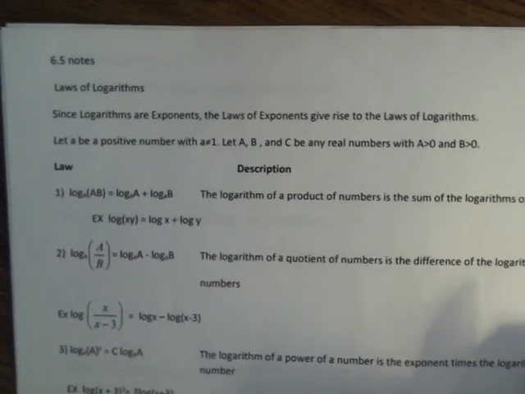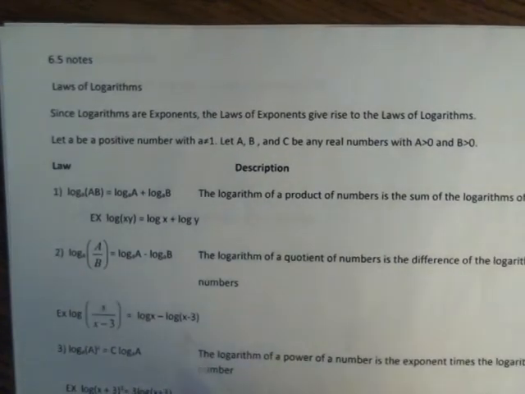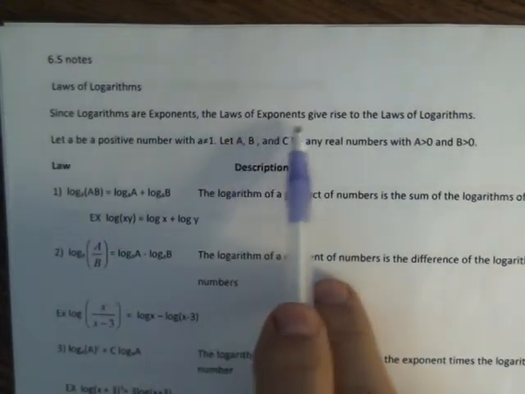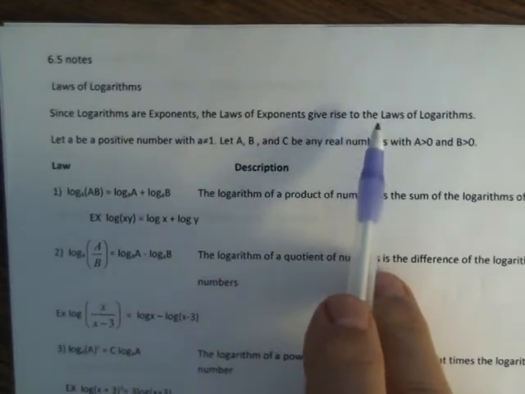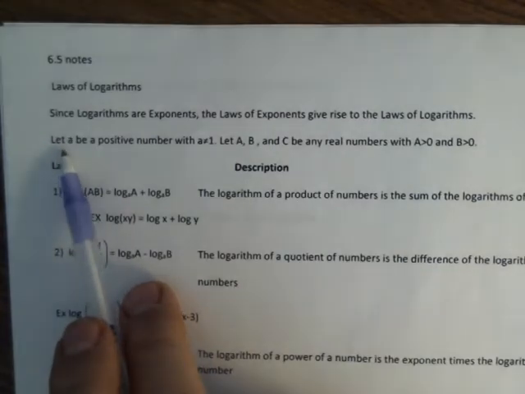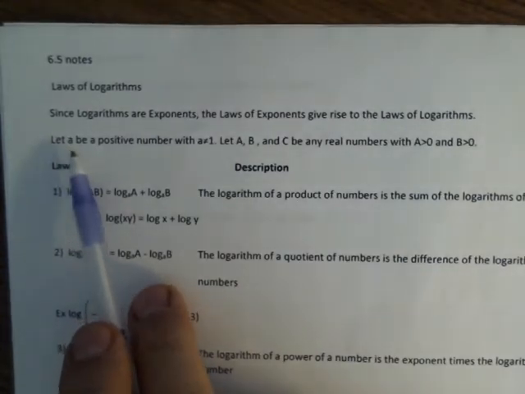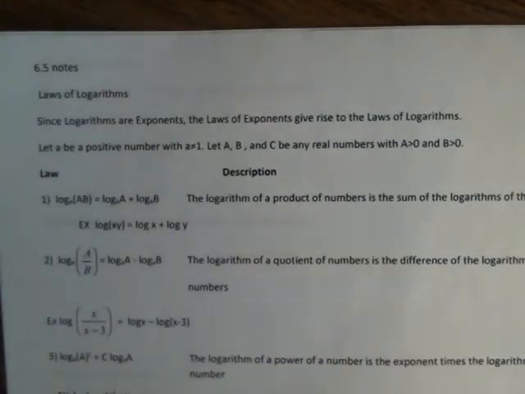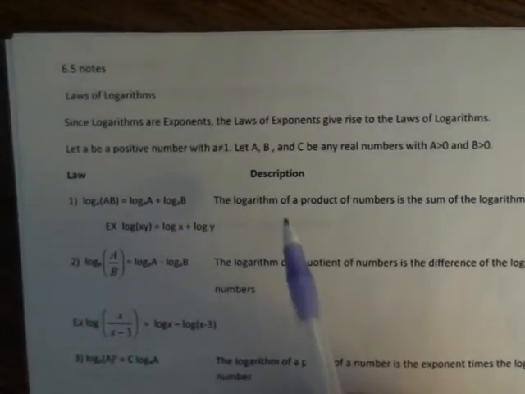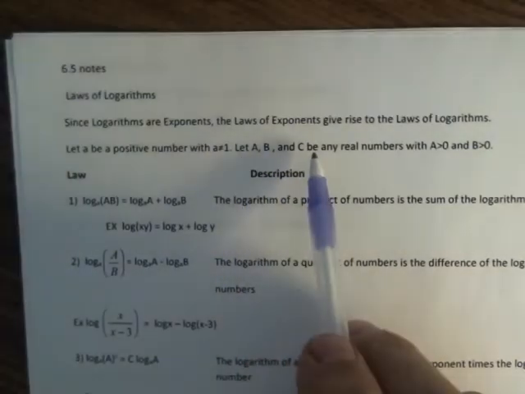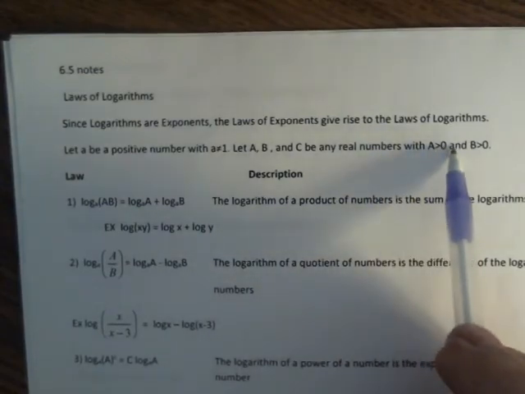All right, in 6.5, we're going to be looking at what we call the laws of logarithms. Since logarithms are exponents, that also gives rise to the laws of logarithms. So we're going to define these laws, and that's what we do in math all the time, where we say we're going to let a be a positive number, that's our base, not equal to 1.